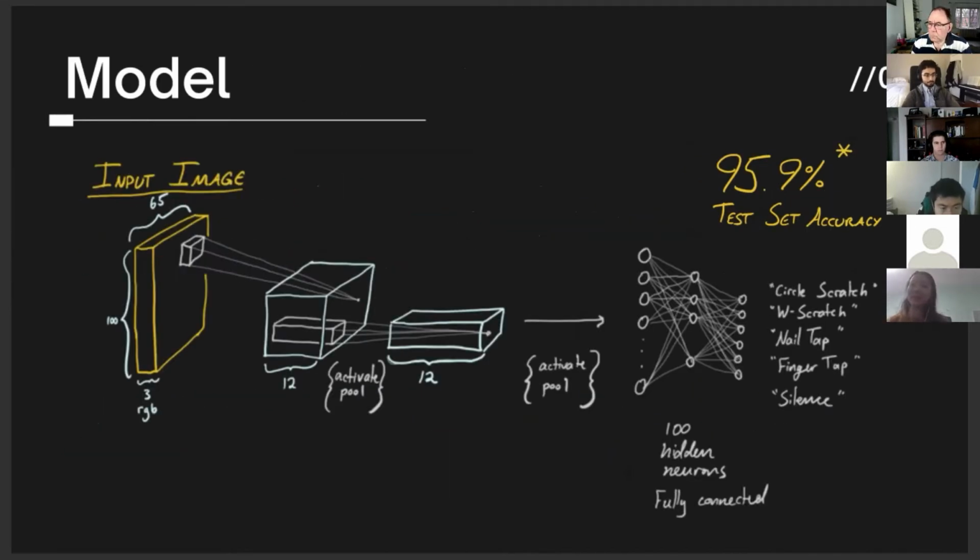Having this question in mind, we designed a CNN model with the input being the image of the spectrogram and the output being the probability of each class. We used two convolutional layers followed by three fully connected layers and achieved a final test accuracy of 95.9%.